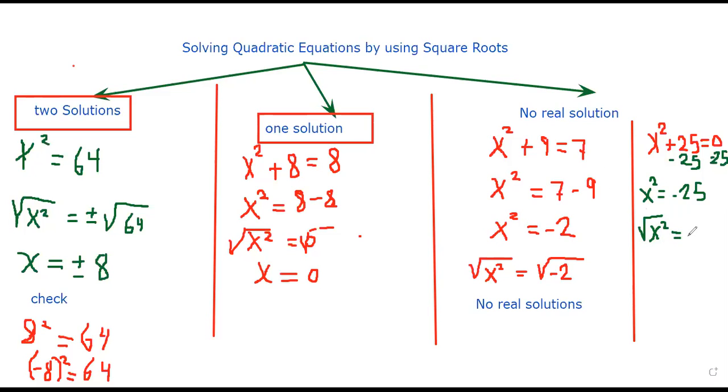I'm very happy. So the answer will be the square root of negative 25. There is no square root for negative 25. There's no solution. So in this one, we have no real solutions, right? So in this case, we have no real solutions.